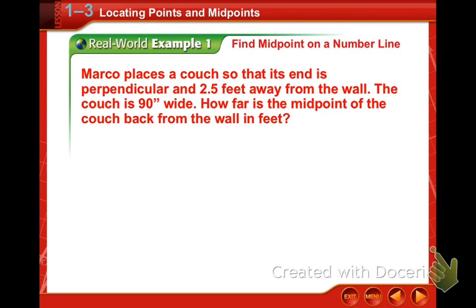Our first example, Marco places a couch so that its end is perpendicular and 2.5 feet away from the wall. The couch is 90 inches wide. How far is the midpoint of the couch back from the wall in feet? So what we're going to do is draw a little picture. So here's the wall, here's the couch. So this is the 90 here, and this little gap here is the 2.5.